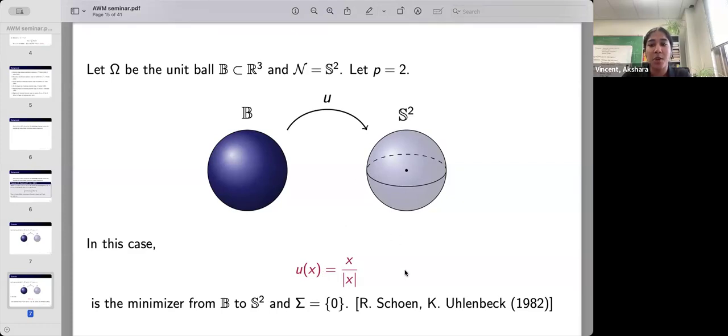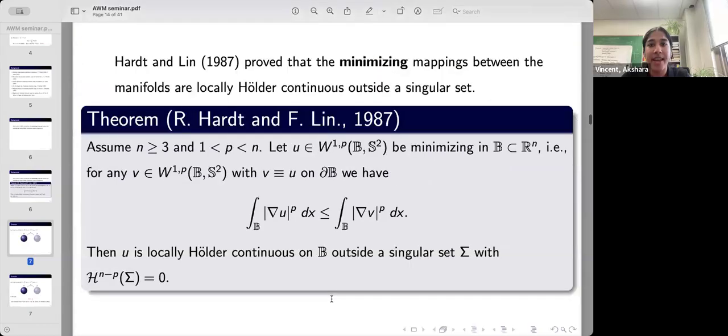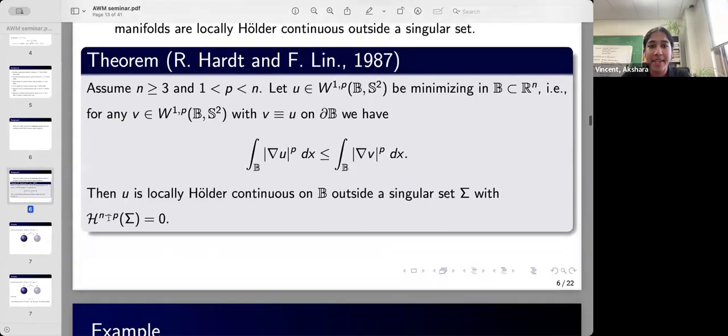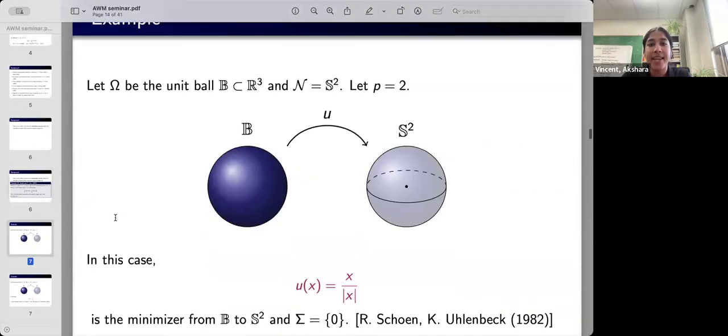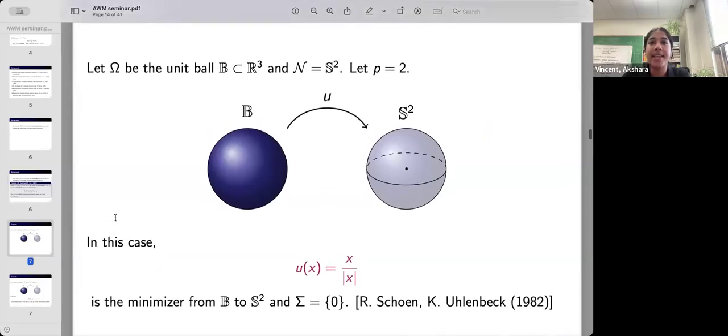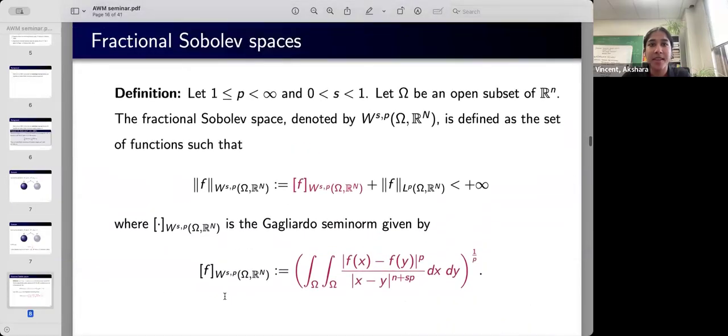And it has been proven by Schoen and Uhlenbeck in 1982 that it's the minimizer. And the singular set of this map is nothing but the zero set. So the dimension of the set is zero. And as per the theorem we had before, it's n minus p here. And in this case, it's much better because n is 3 and p is 2. So it's better than what we expected.